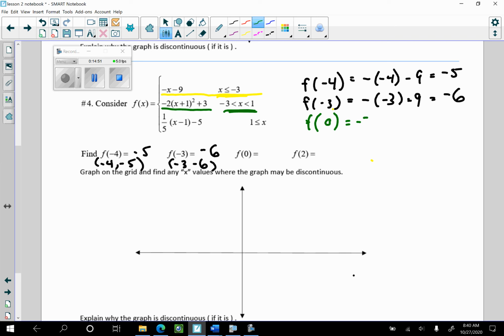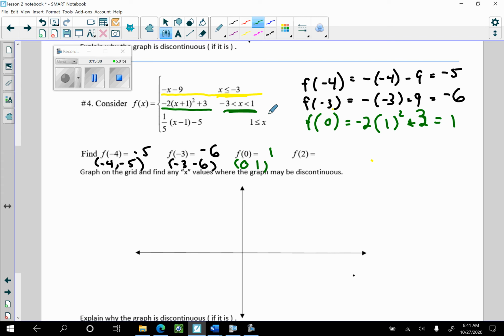This is going to be -2 times 0 plus 1, that is 1, squared, plus 3. So 0 plus 1 is 1. 1 squared is 1. Negative 2 times 1 is negative 2, plus 3, that's going to be 1, isn't it, Braxton? Were you on top of my arithmetic? That's going to be 1. So that point is 0, 1. That's part of the quadratic.